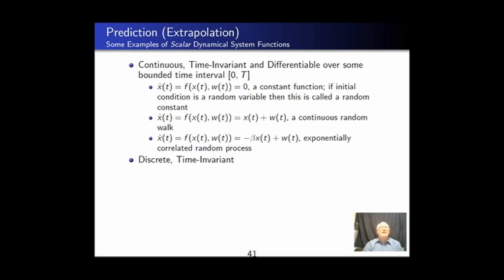In the discrete time invariant case, we could have something like this, a discrete random walk, which says that the state at time k plus 1 is equal to the state as it was at time k, plus some random white noise.